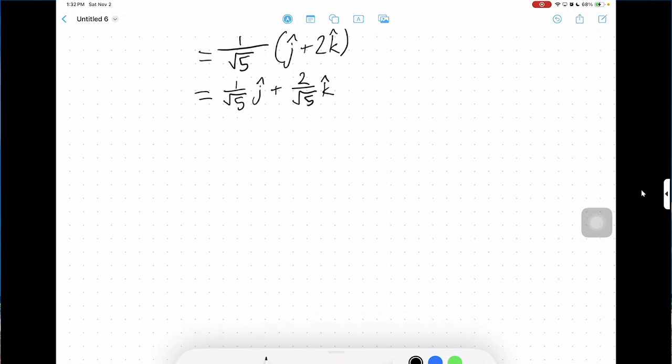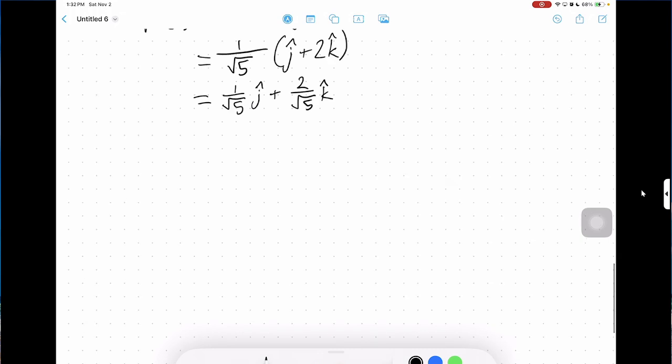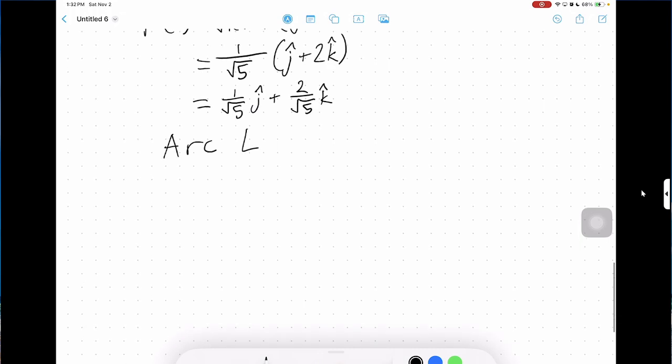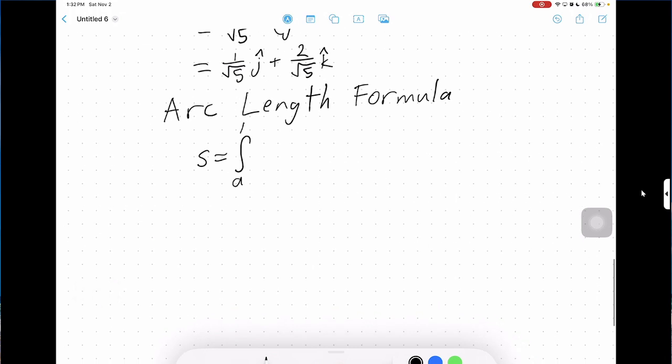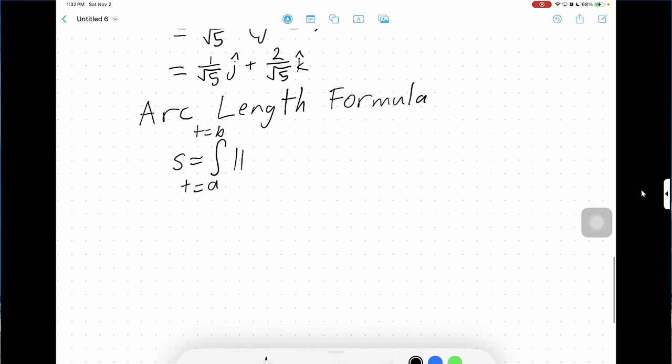So where were we? All right, arc length formula. So the arc length formula is S is equal to the integral from t equals a to t equals b of the magnitude of the derivative of a given vector function. I'm going to use tau here with respect to whatever the inside is.